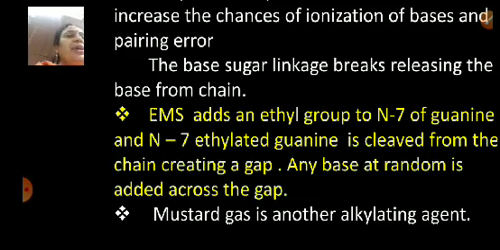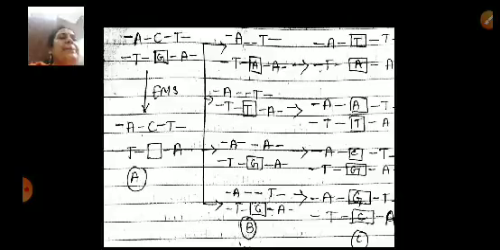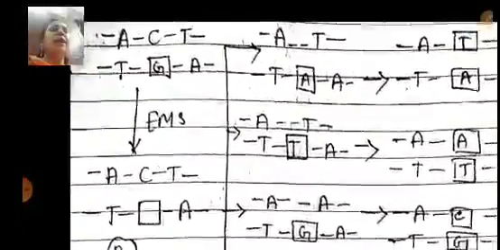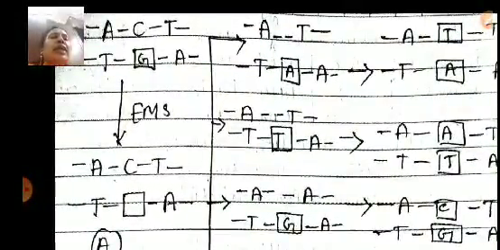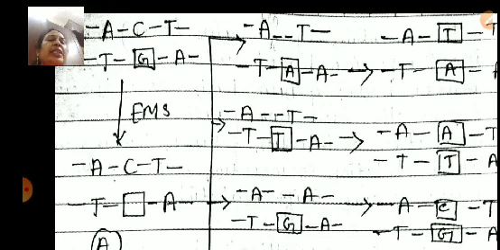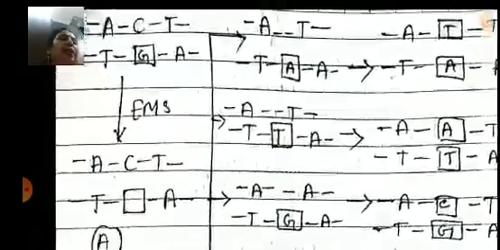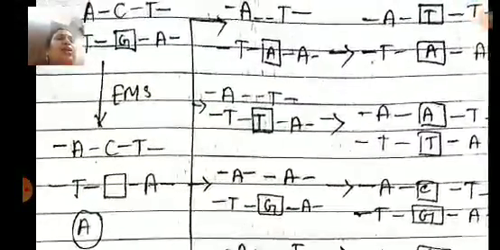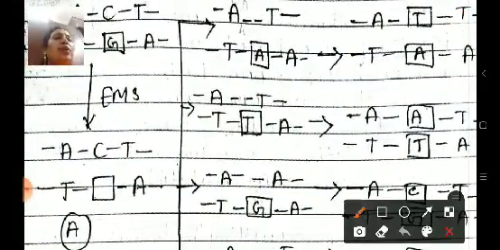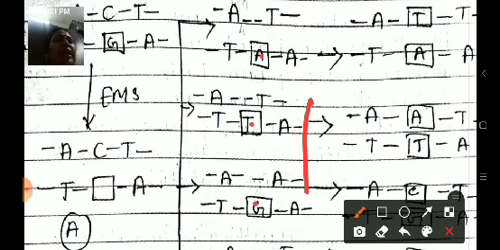Another alkylating agent example is mustard gas. Just look at this. Initially there was ACT pairing and TGA pairing. Guanine undergoes alkylation because of the action of EMS, and the G is released. So you can see there is a gap between T and A. G has been removed. Now when first replication takes place, in the gap any base will be added by the DNA polymerase enzyme. Either adenine can be added, or thymine, or guanine, or cytosine.